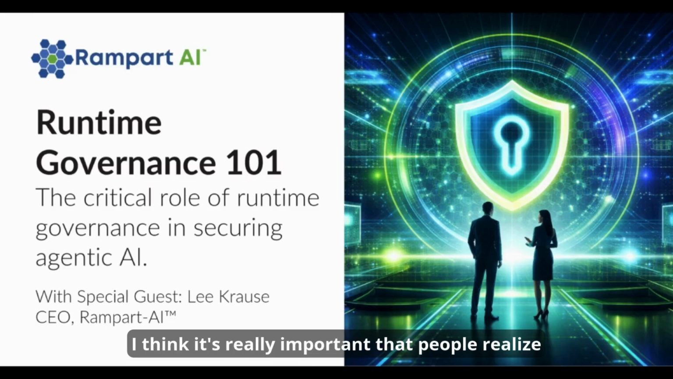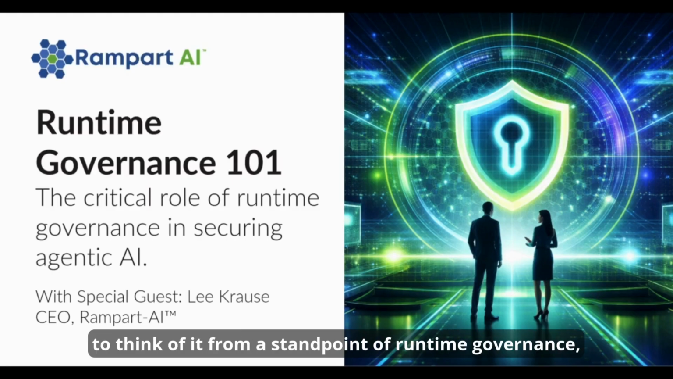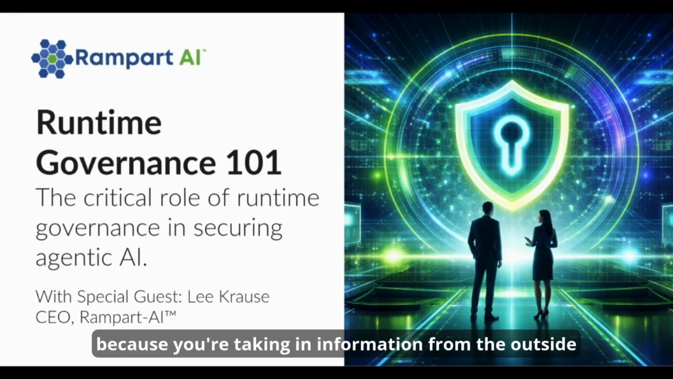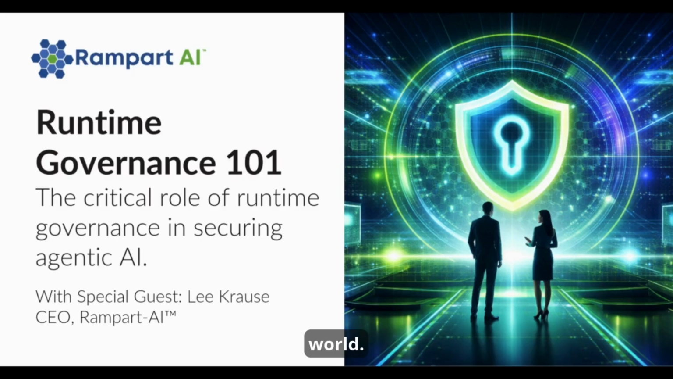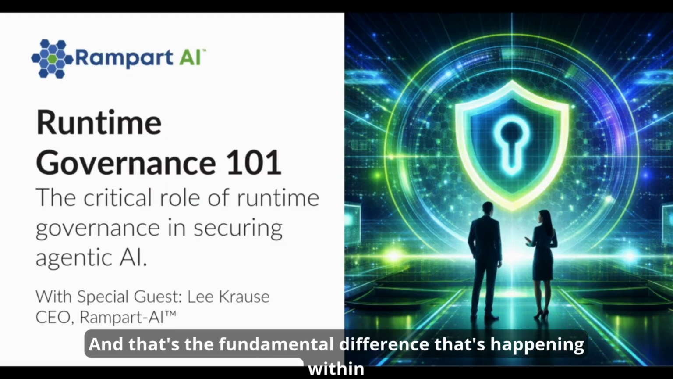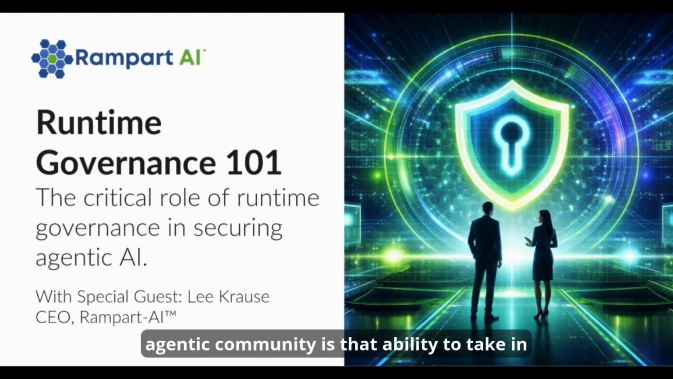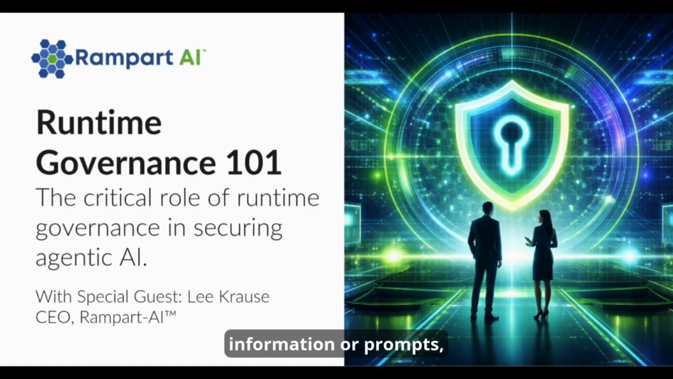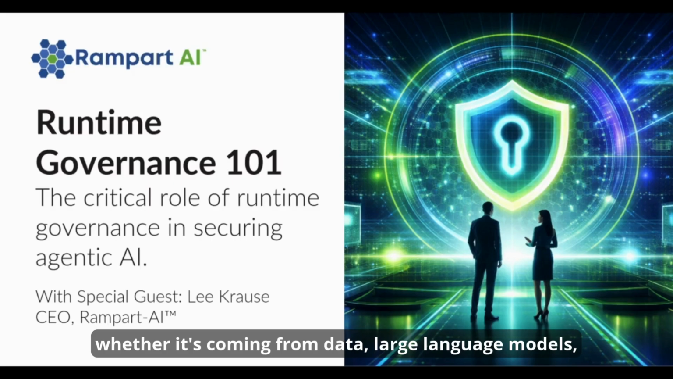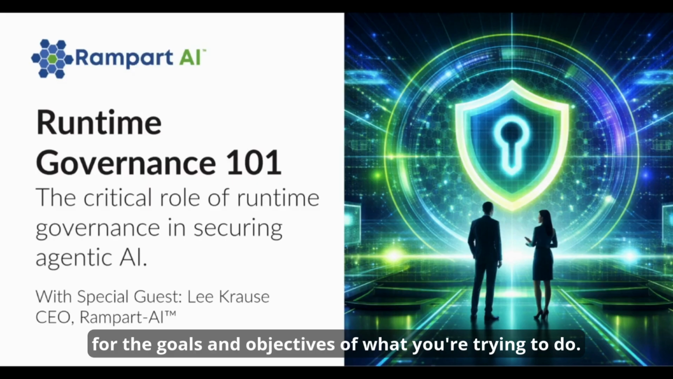I think it's really important that people realize how critical it is for AI and agentic systems to think from the standpoint of runtime governance, because it's a different world out there. You're taking in information from the outside world that you perceive to be trustworthy, and you need to be able to prove that it's trustworthy at runtime. That's the fundamental difference happening within the AI and agentic community: the ability to take in information or prompts, whether from data, large language models, or even MCP tools, and ensure they make sense for the goals and objectives of what you're trying to do.